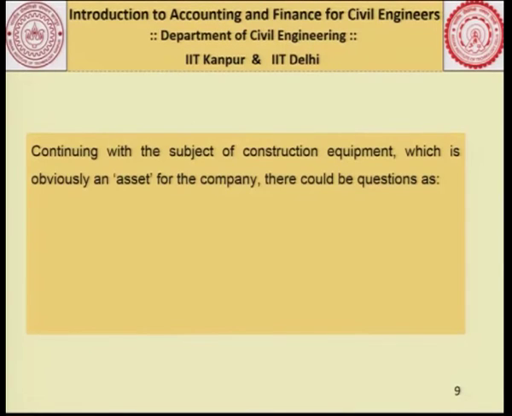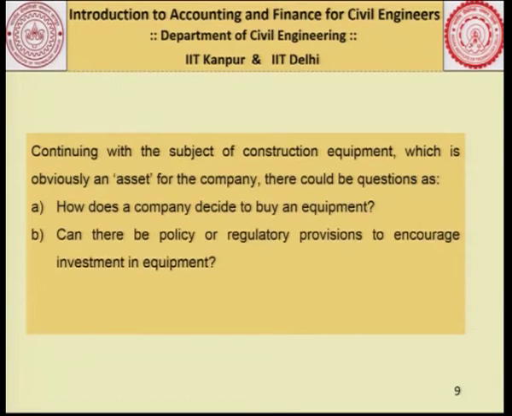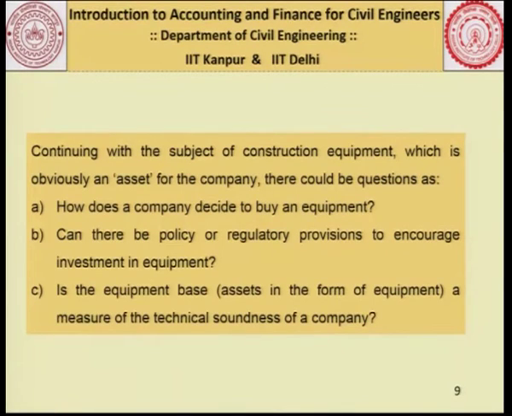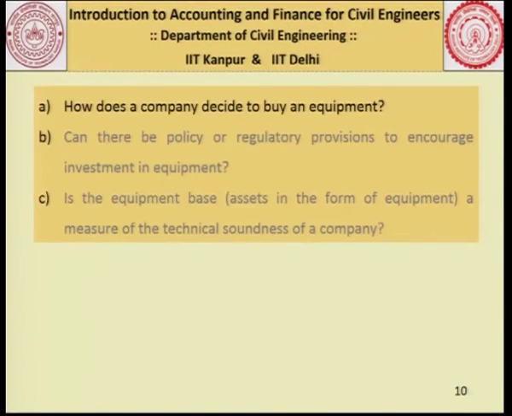Now, moving forward, continuing with the discussion of construction equipment, which is obviously an asset as far as the company is concerned, and the technical definition of an asset is something which we will do much later. We also need to answer questions such as how and when does a company decide to buy an equipment? Can there be policy or regulatory provisions to encourage companies to invest in equipment? And is the equipment base, which is the assets in the form of the equipment, a measure of the technical soundness of a company? Now, let us try to answer these questions one by one. The first question is, how does a company decide to buy an equipment?